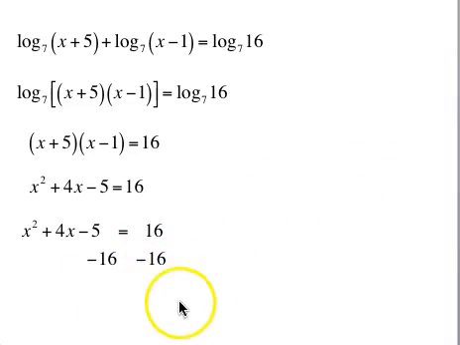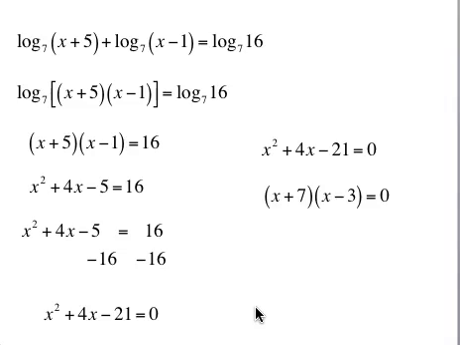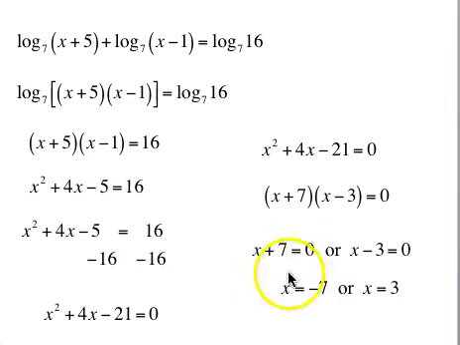16 minus 16 is 0. x squared plus 4x minus 5 minus 16 would be x squared plus 4x minus 21. And then how do we factor that? That will be x plus 7 times x minus 3 equals 0. Now if that's the case, either x plus 7 is 0 or x minus 3 is 0. And to answer that question, we'll say that x is negative 7 or x is 3.